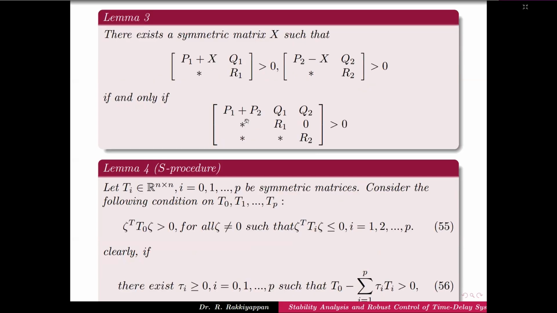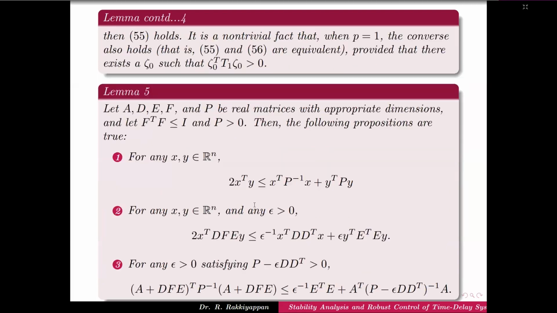So lemma 3 is also a powerful lemma which was used in the literature earlier. Lemma 4 is the S procedure, and lemma 5 is some basic inequalities. These inequalities are always used while we are studying stability analysis of time delay systems as well as stability analysis of neural networks.